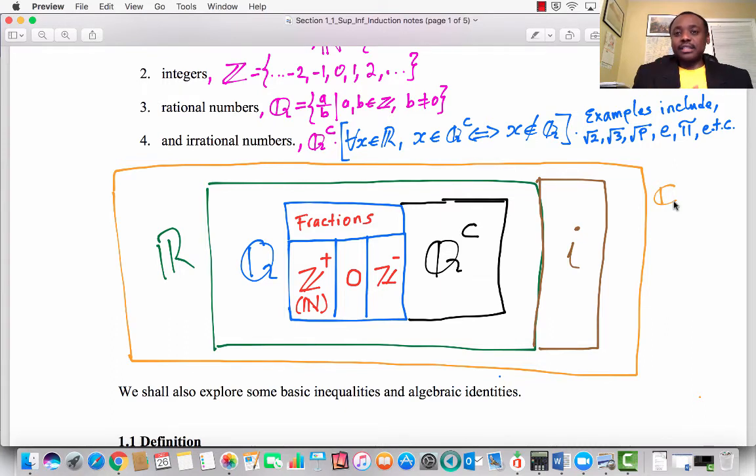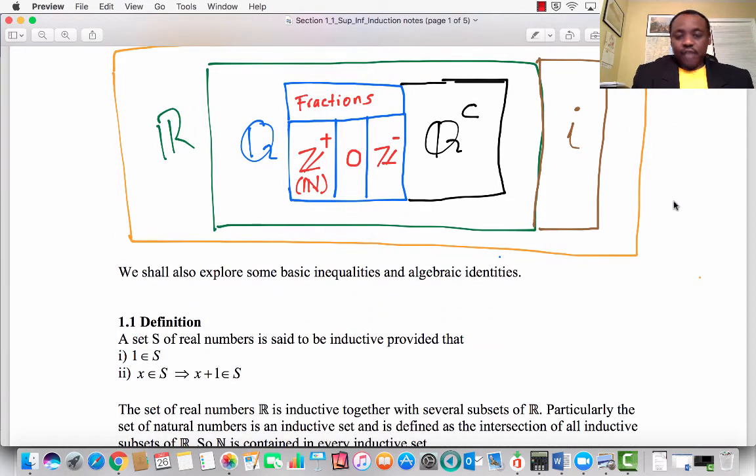Well, we're not dealing with complex analysis today. We're dealing with real analysis, so we would concentrate our studies on R and the subsets of R. We would also explore some basic inequalities and algebraic identities. You must have heard of the triangle inequality, and so on and so forth. We would see those when we get there at some point in Chapter 1.